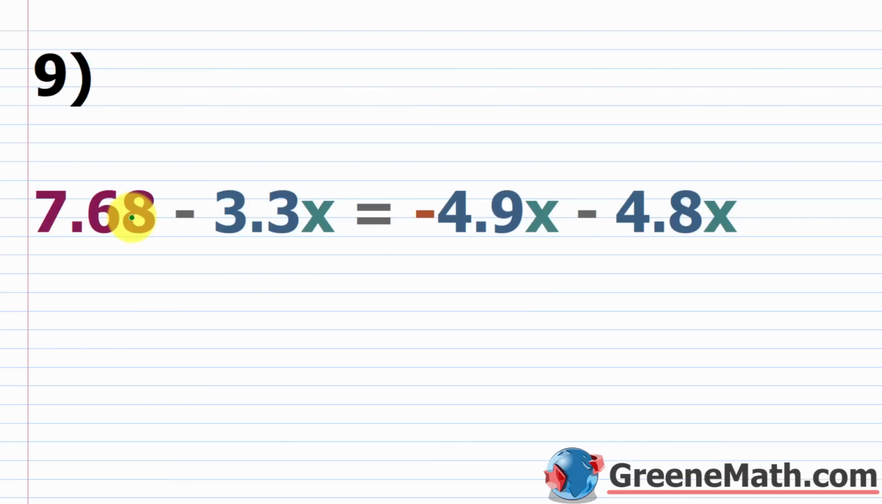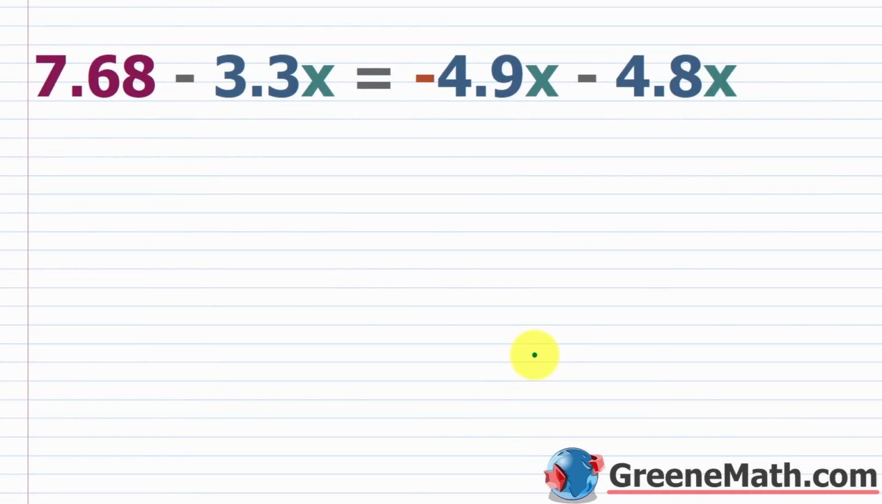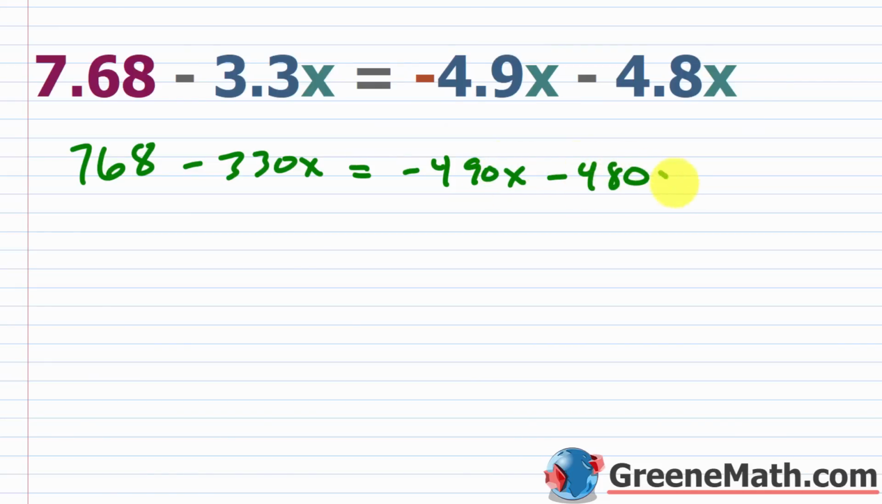So we have 7.68 minus 3.3x equals negative 4.9x minus 4.8x. So let's go ahead and again multiply everything by 100. So this would be 768 minus 330x is equal to negative 490x minus 480x. We can combine like terms here. This would be negative 970x. So negative 970x like that.